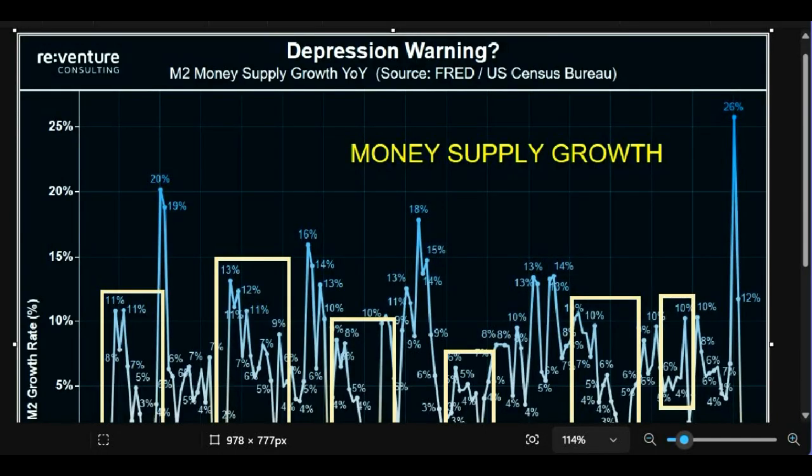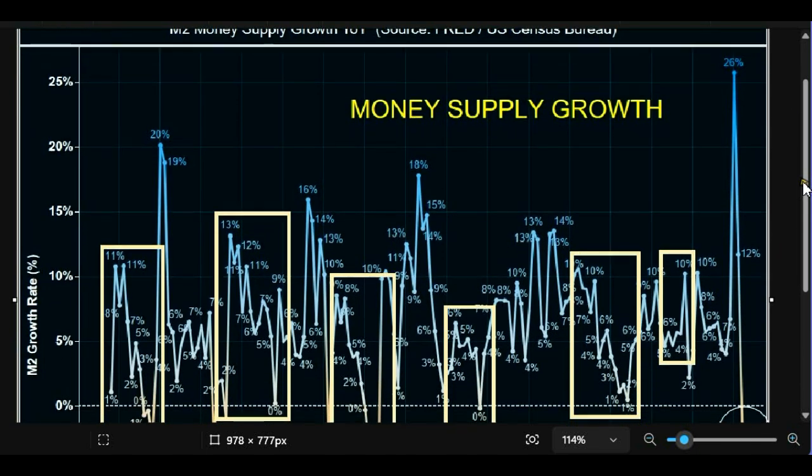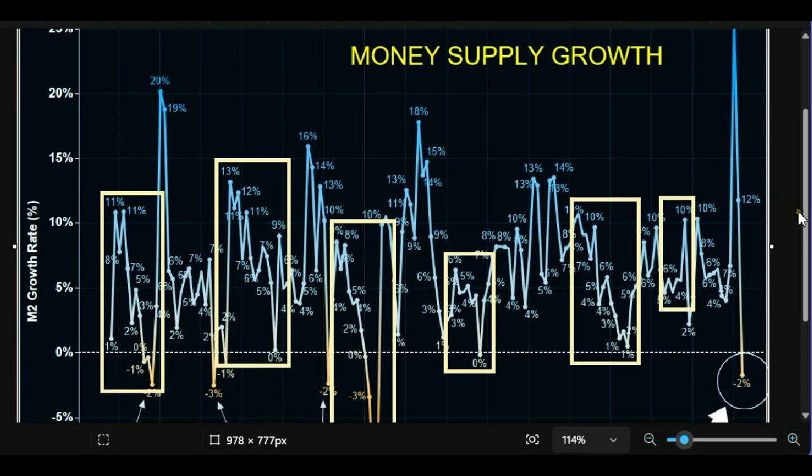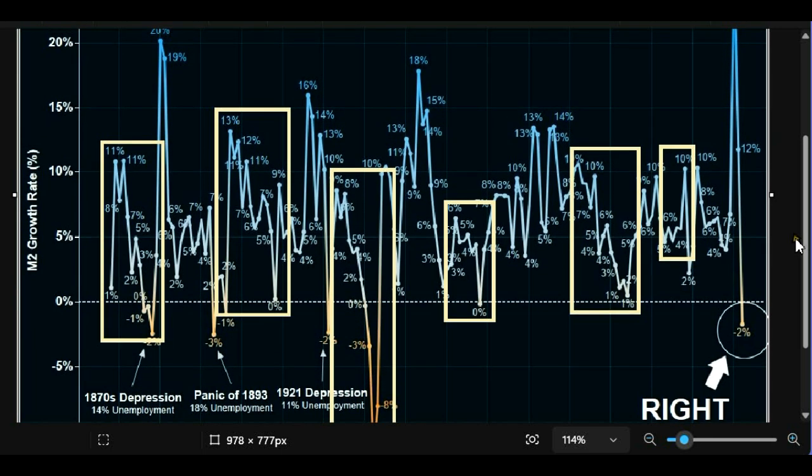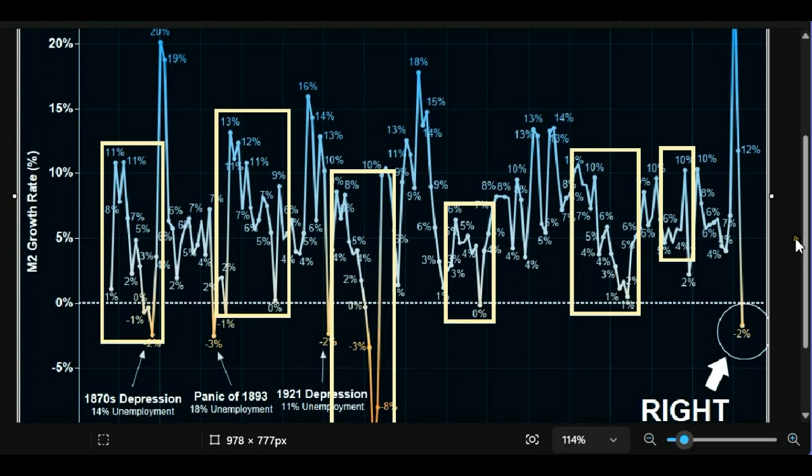Today we're looking at the money supply, and we have a depression warning. Well, let's take a look at what's going on here. All right, now we have a lot of fractals here, don't we?